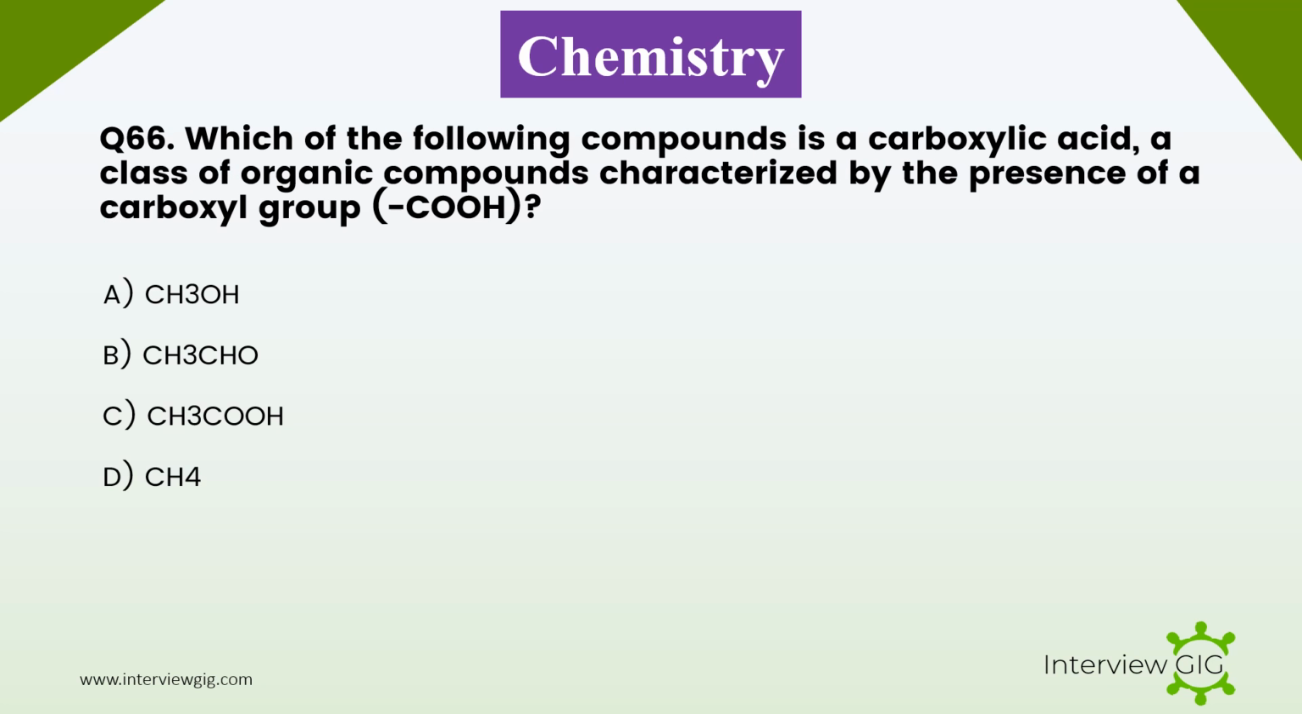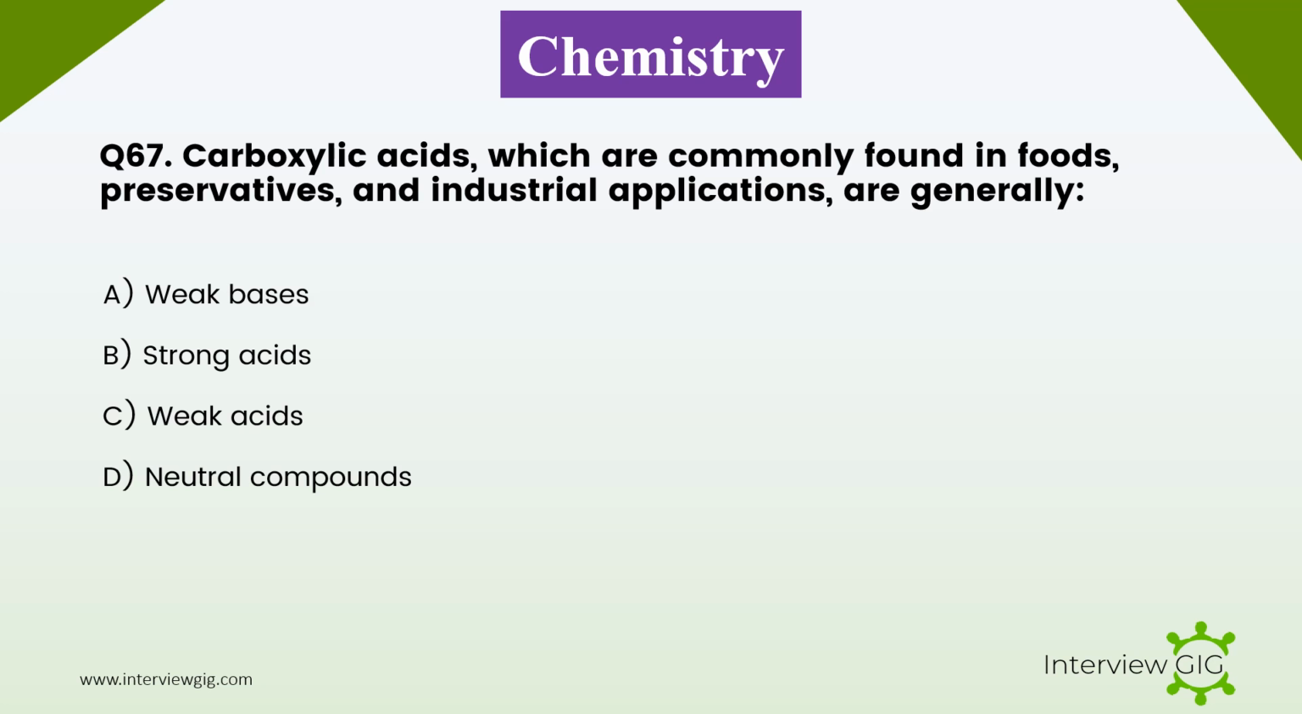Next question. Which of the following compounds is a carboxylic acid, a class of organic compounds characterized by the presence of a carboxyl group? A. CH3OH. B. CH3CHO. C. CH3COH. D. CH4. Answer C. CH3COOH.